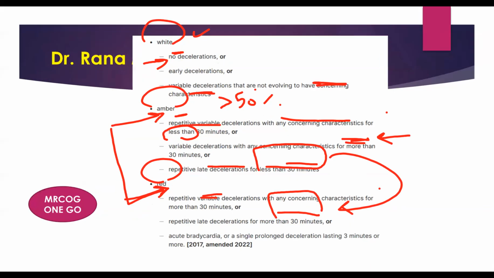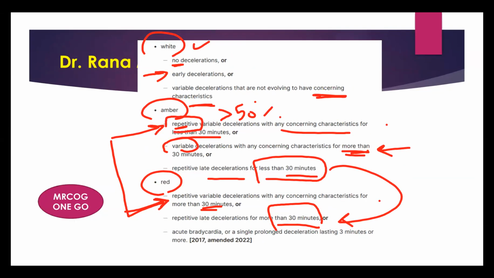I think we have a question here. Repetitive, the first and second, the difference is only the word repetitive, which means more than 50% of the contractions, this one. Okay, this is the difference between the first and second.